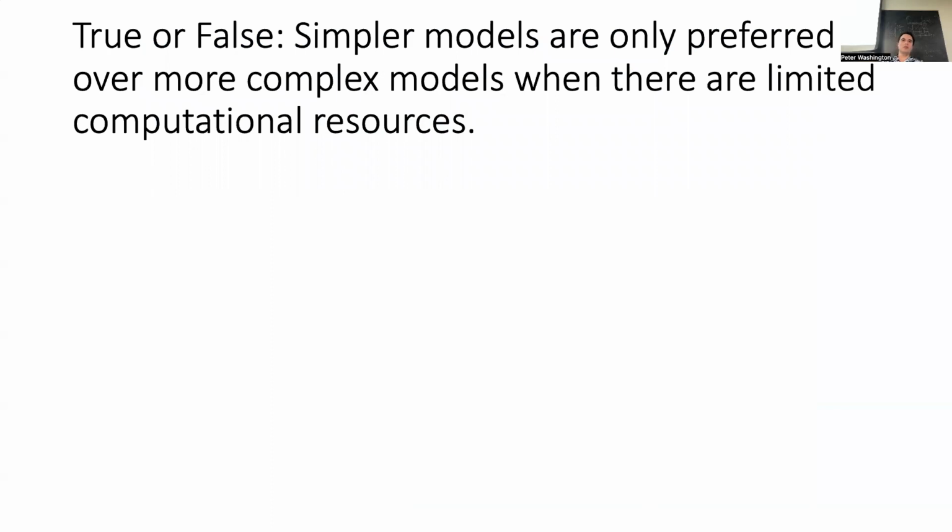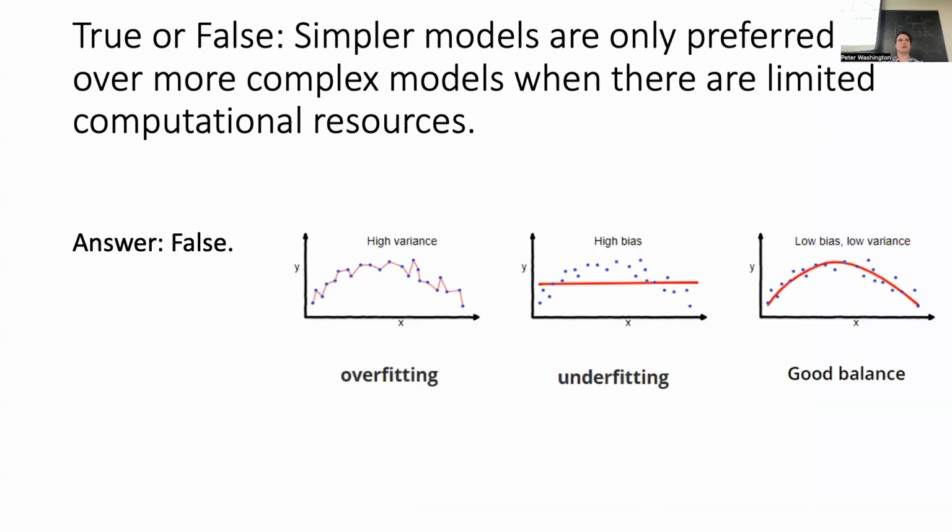Simpler models are only preferred over more complex models when there are limited computational resources. Think about it. So we'd only want to use a simpler model when a complex model is too expensive to use on a computer. Who thinks true? Who thinks false? Okay, so the answer is false, because of the overfitting, underfitting thing we've been talking about a lot. Just because you can do something doesn't mean you should in life.